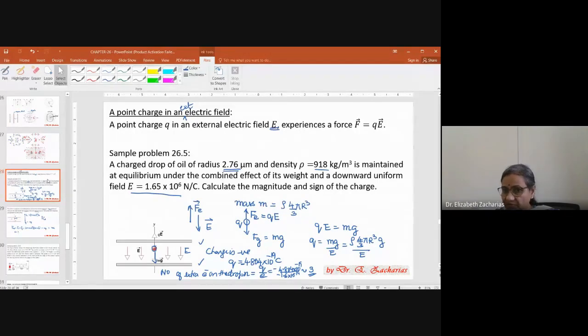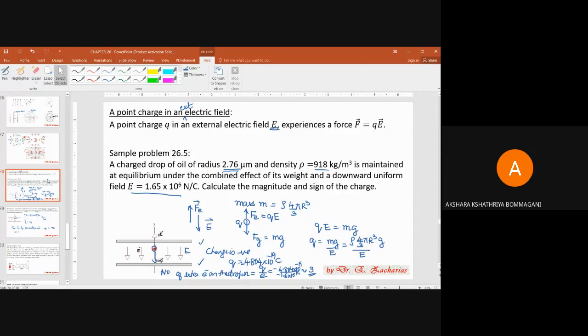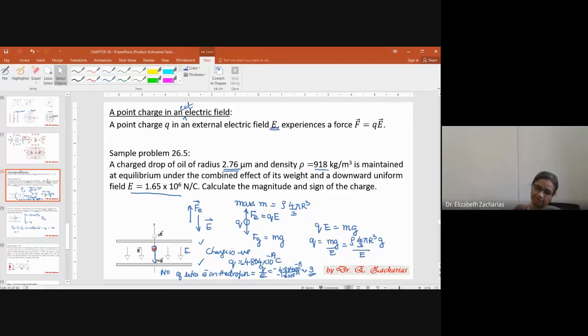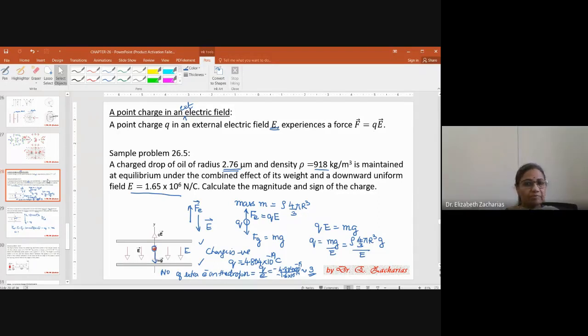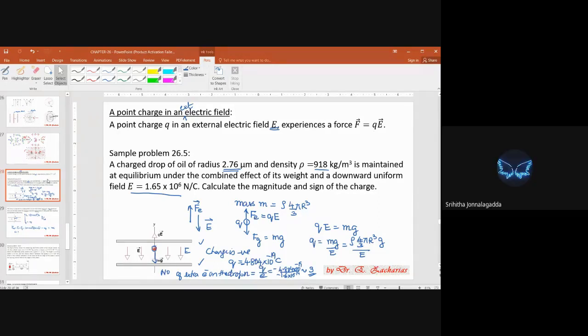Do you know that there is a famous experiment based on this in history? Which is that experiment? Millikan's oil drop. Very good. It's Millikan's oil drop experiment. So from Millikan's oil drop experiment a very important result came out. Do any of you know what is that important result? Specific charge. Yes, he found E by M, and he also found the charges.